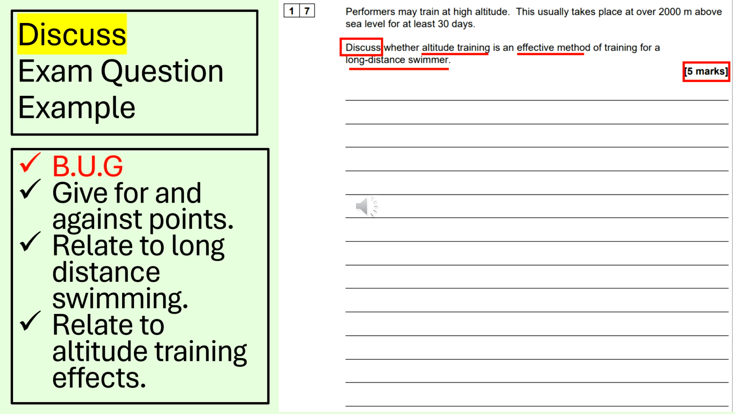So for a discuss question, I've bugged it first. Then I'm going to give for and against points because it's a discuss question. So what are the advantages and disadvantages of altitude training? And then I'm going to relate it to long distance swimming. So what effect does altitude training have on long distance swimming? And then you're going to talk about the effects and how they're short term and how long they last. And if we do that in that structure, you'll see from the next page where you've got the answers, it will give you a fully rounded 5-mark answer.